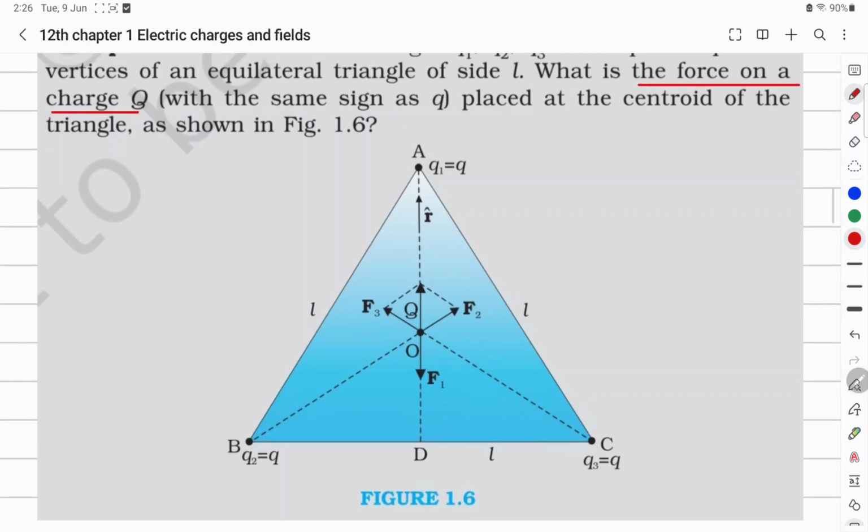So in this question they have given us three charges Q1, Q2 and Q3 placed at the vertices of an equilateral triangle. Each of the charges has the same value Q. A charge Q is placed at the centroid of the triangle. So we need to find out the net force on the charge Q.